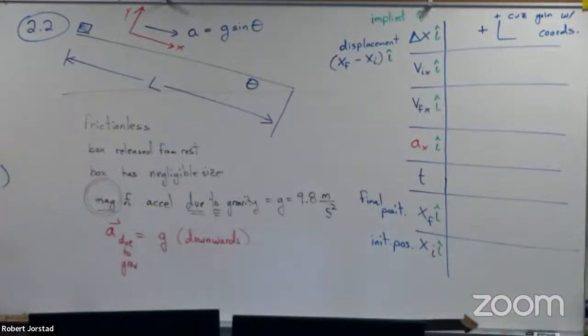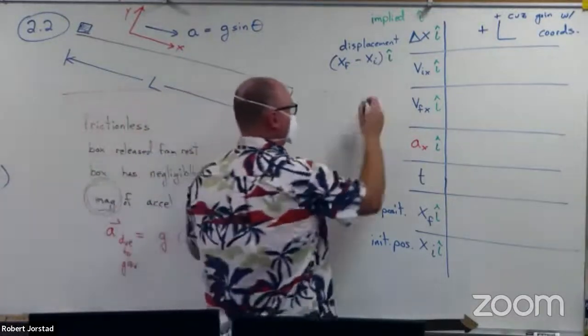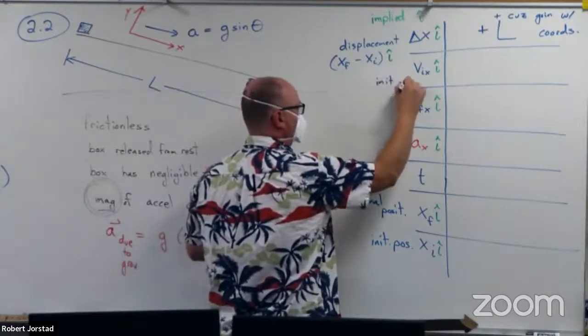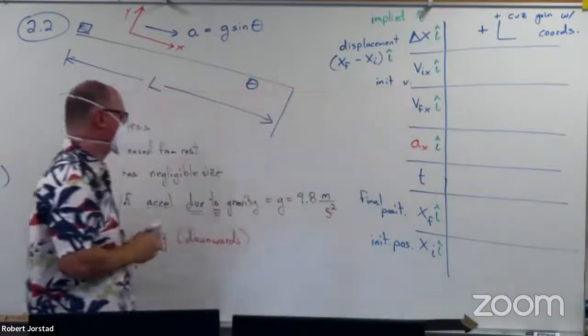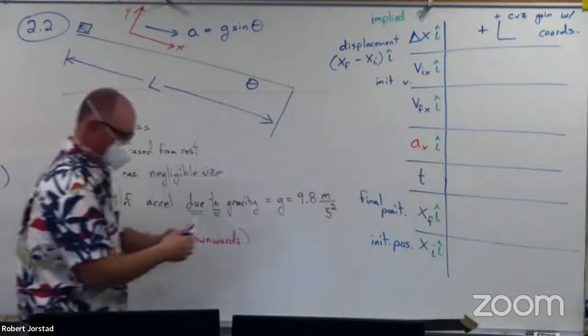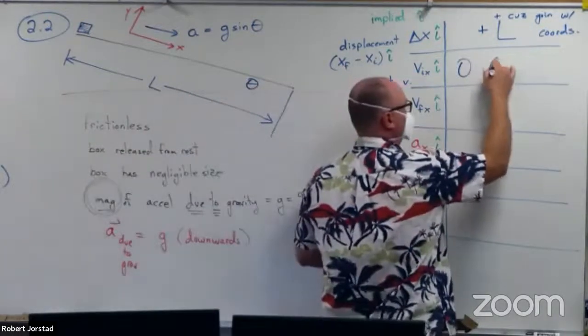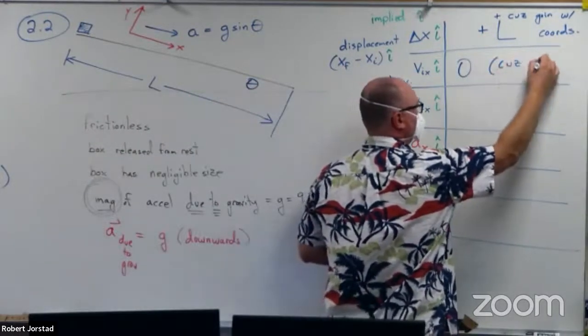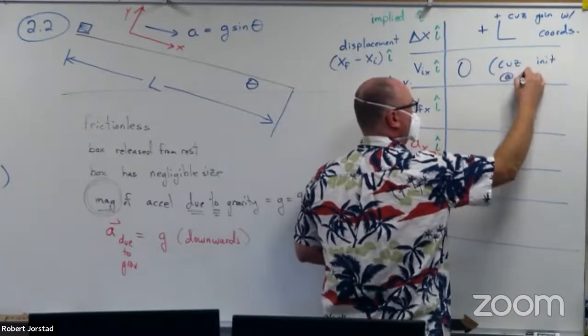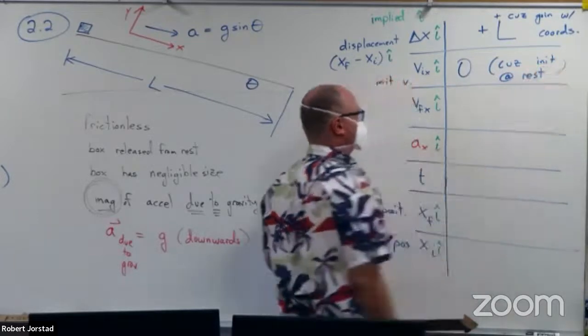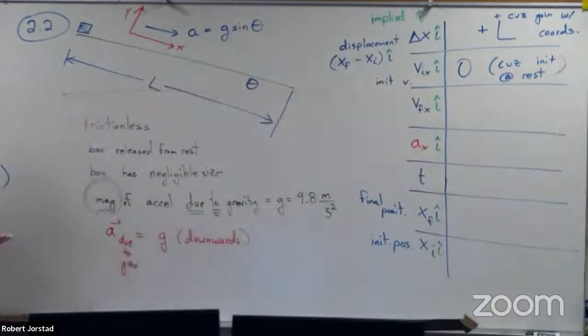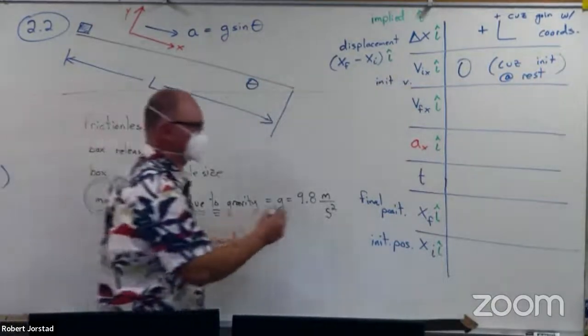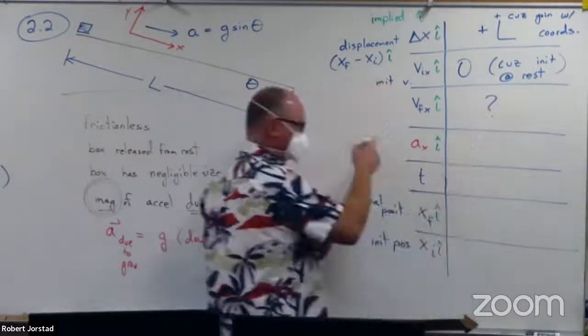How about V initial X? What does that symbol mean again? Okay, initial velocity. What's the initial velocity? 0. How do you know? Because it starts at rest. Sweet. I love zeros. What's V final in the X? We don't know it? Okay, how about I just put a question mark right now? Do I know what a sub x is?